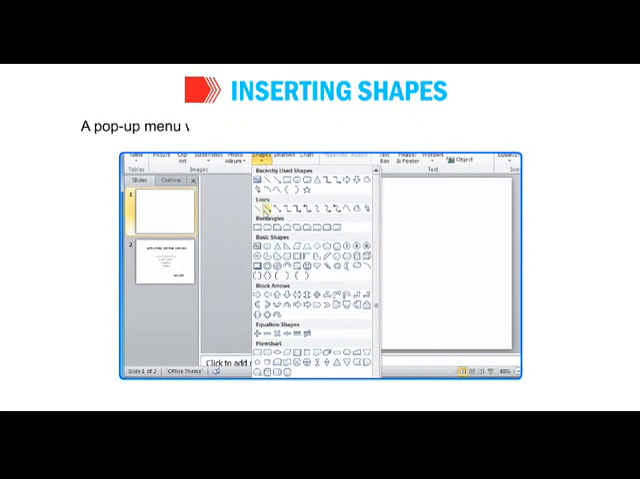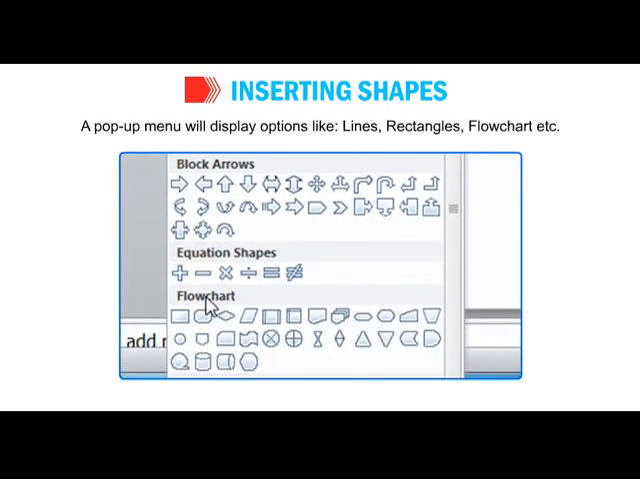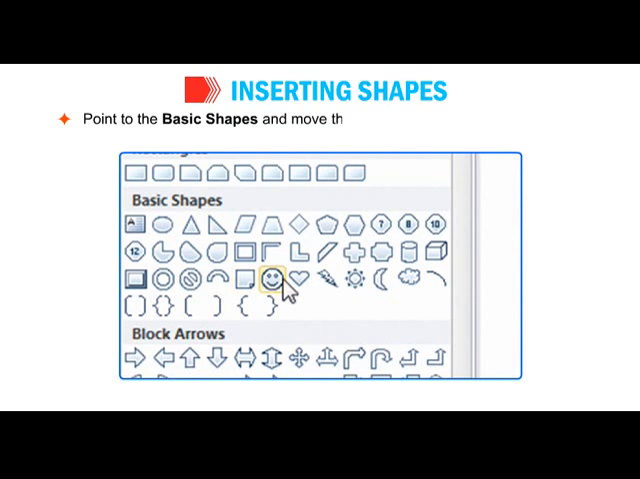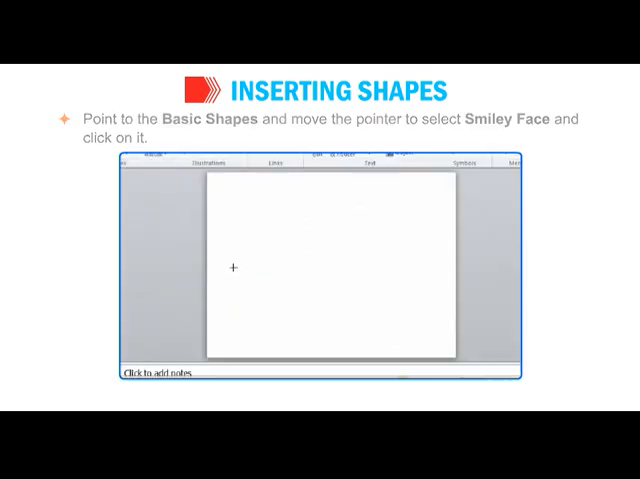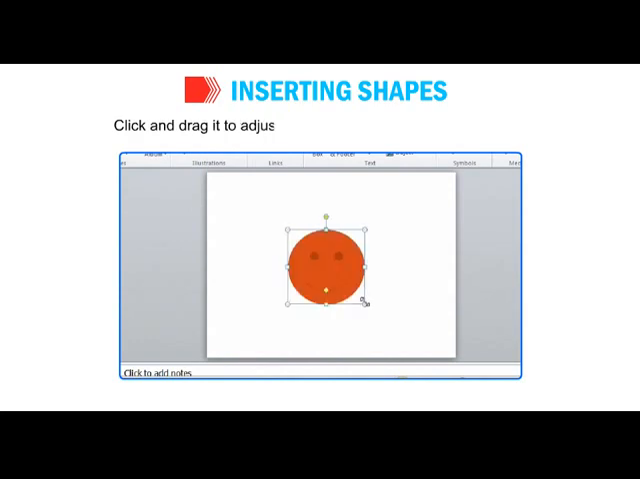A pop-up menu will display options like lines, rectangles, flowchart, etc. Point to the basic shapes and move the pointer to select smiley face and click on it. The pointer changes to a plus sign. Place the pointer on the slide. Click and drag it to adjust the size of the selected object or shape.